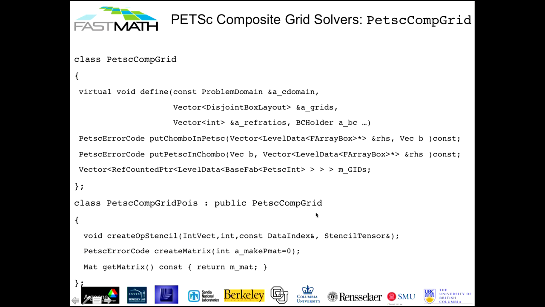And then when you derive from this object an operator, so this is the Poisson operator, it knows how to create stencils, and then it can hand you back the matrix. So this is a linear operator. So if it's a linear operator, I can turn it into a matrix. And now I have a matrix and I have vectors. I can call any of the other functions I like in the KSP interface of PETSc.